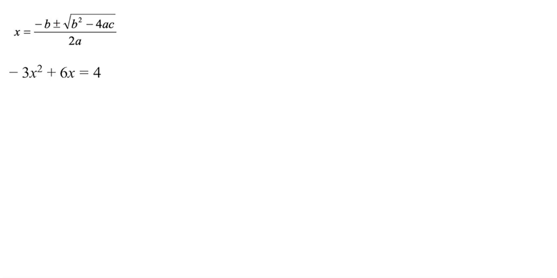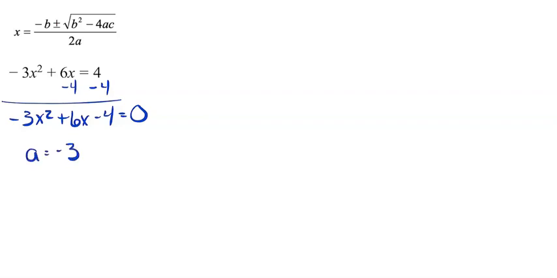All right, so in this equation, I have negative 3x squared plus 6x equals 4. I need to get it in standard form, so I'm going to subtract that 4 over so it can be equal to 0. So negative 3x squared plus 6x, subtract 4 equals 0. So my a is negative 3, the b is 6, and the c looks like it's negative 4.